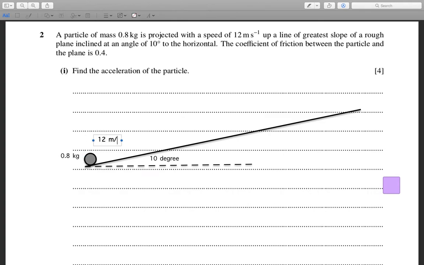Going up the slope of the rough plane inclined at 10 degrees to the horizontal, the coefficient of friction between the particle and the plane is 0.4. Okay, this is the rough plane. Find the acceleration of the particle.